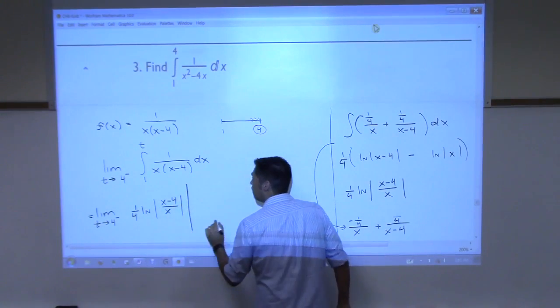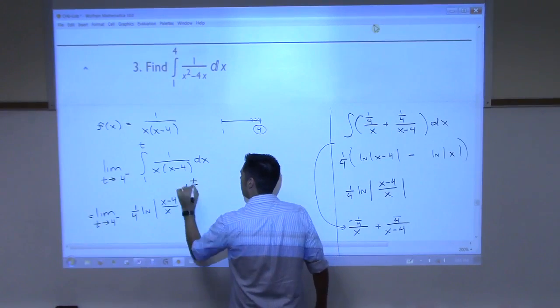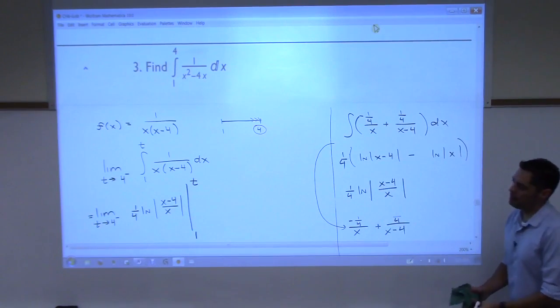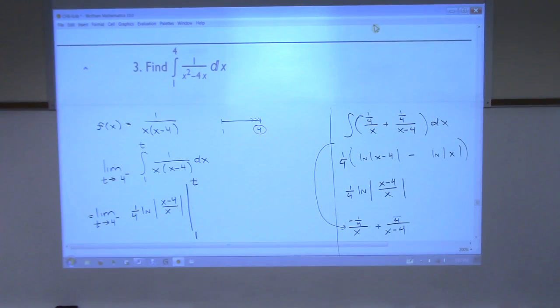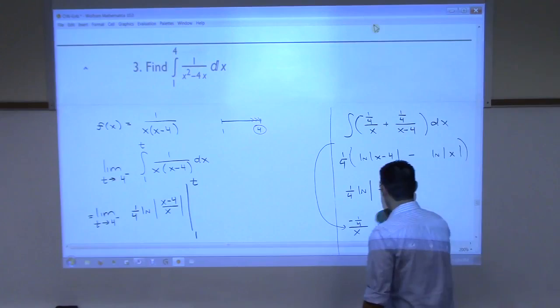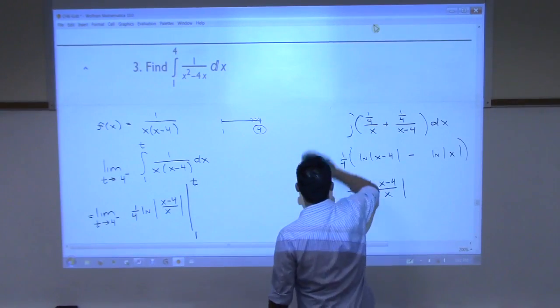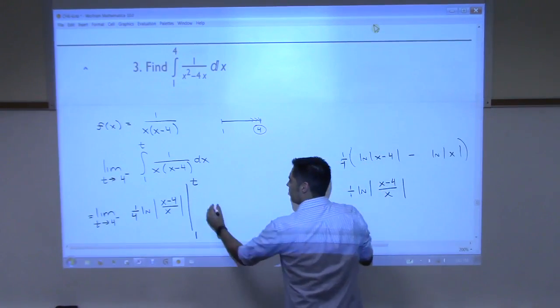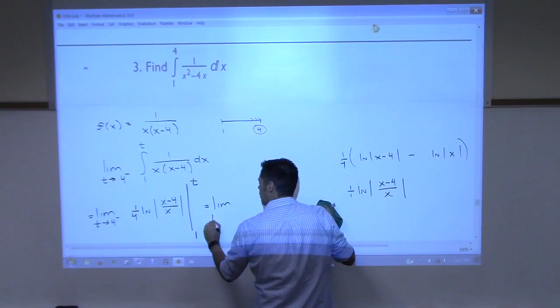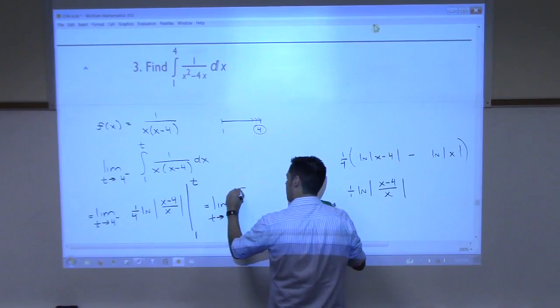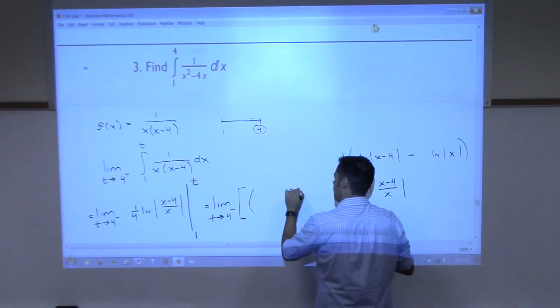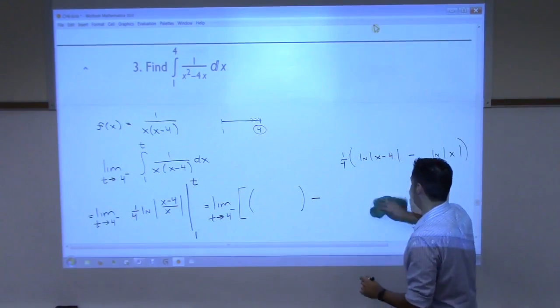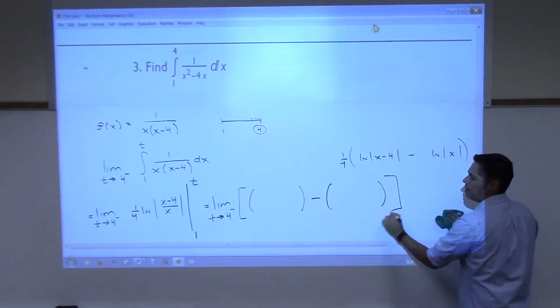Then my evaluation bar here, I'm going to put 1, 2, 7. Questions? Okay. Now we get to evaluate. So I'm going to have a limit. Don't forget the limit. T is going to go to 4. We're approaching 4 from the left. Bracket, parenthesis, minus, new parenthesis, bracket.